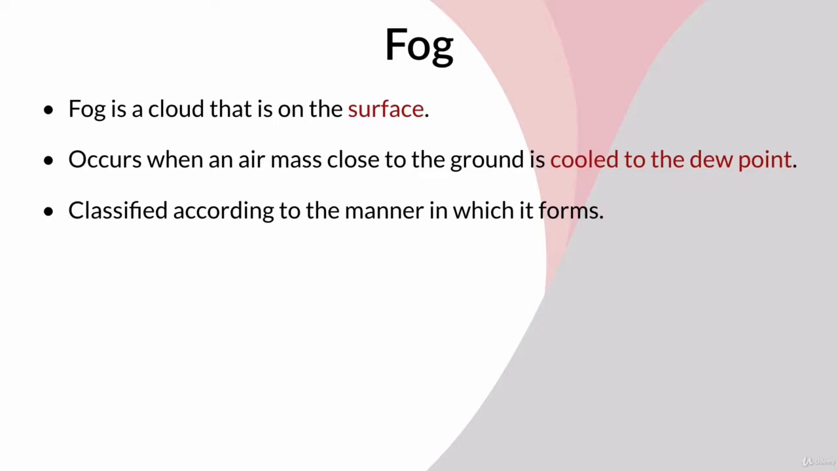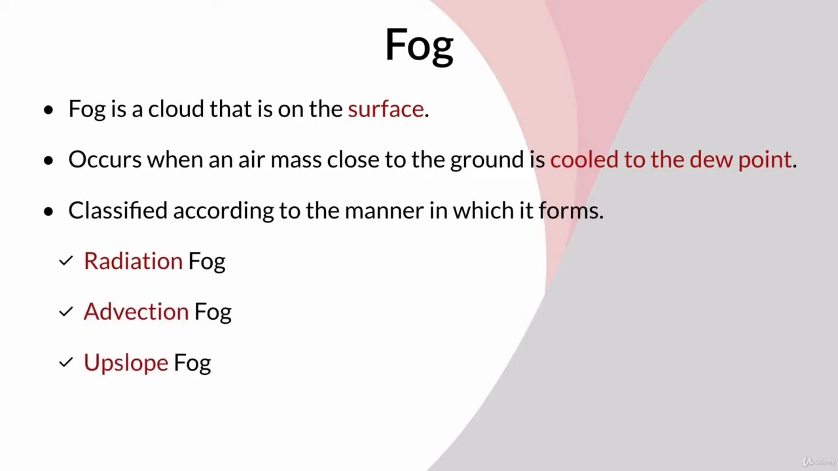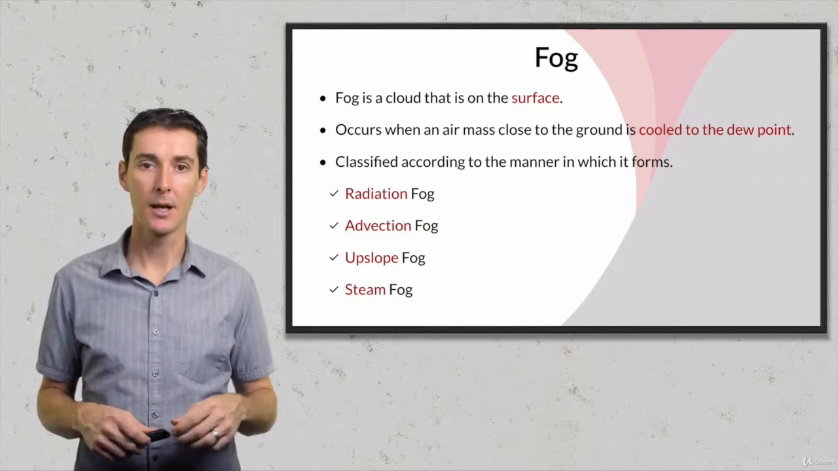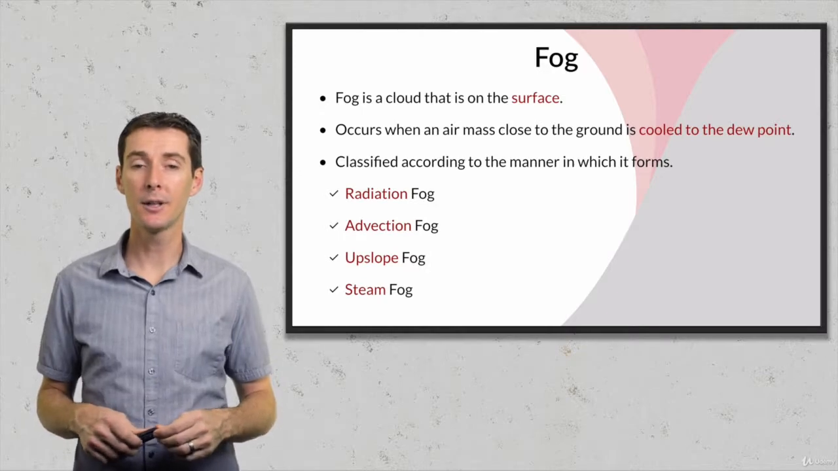And it's going to be classified in the manner in which it forms. The first one is going to be called radiation fog, and I'm going to get to that in a minute. The second one is called advection fog, upslope fog, and then the last one is called steam fog. Let's take a look at each of them individually and how they get formed.